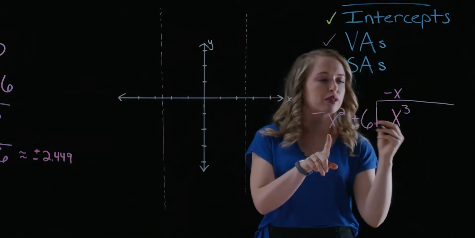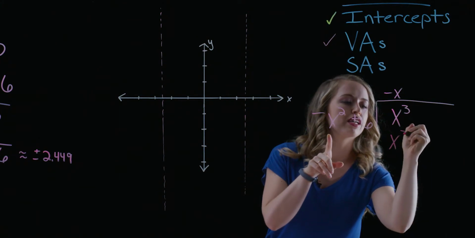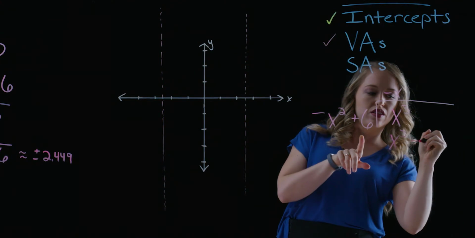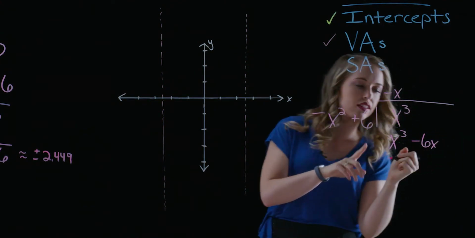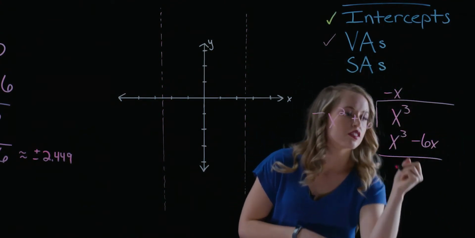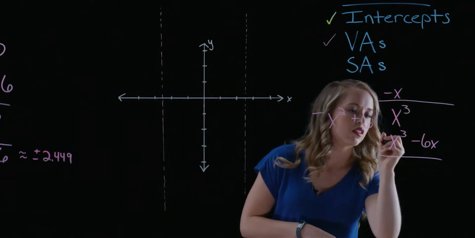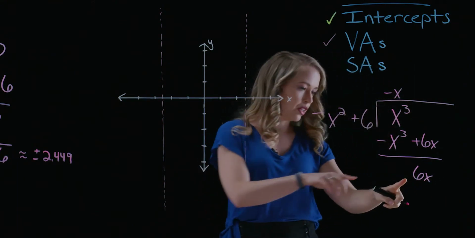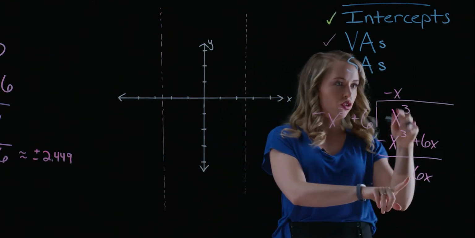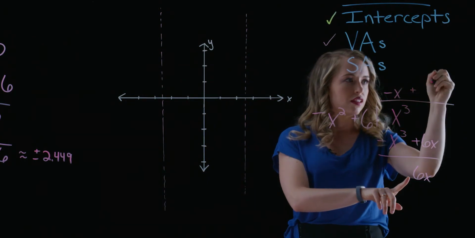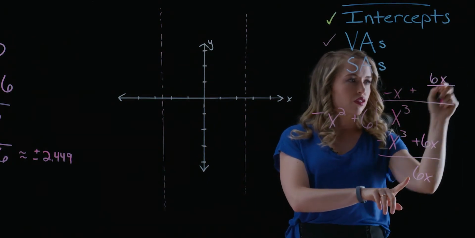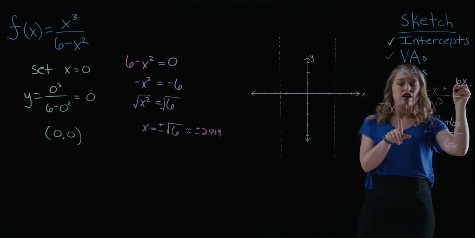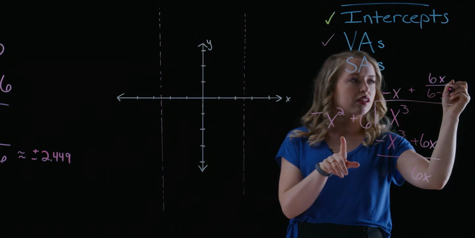I go ahead and do my multiplication. That does give me x to the third. I need to multiply the negative x with a positive 6 for negative 6x. I go ahead and subtract, those signs change. I get 6x. So now this would be a fractional component. Looks like this. Our remainder was 6x, and then we put that over the divisor. So 6 minus x squared.